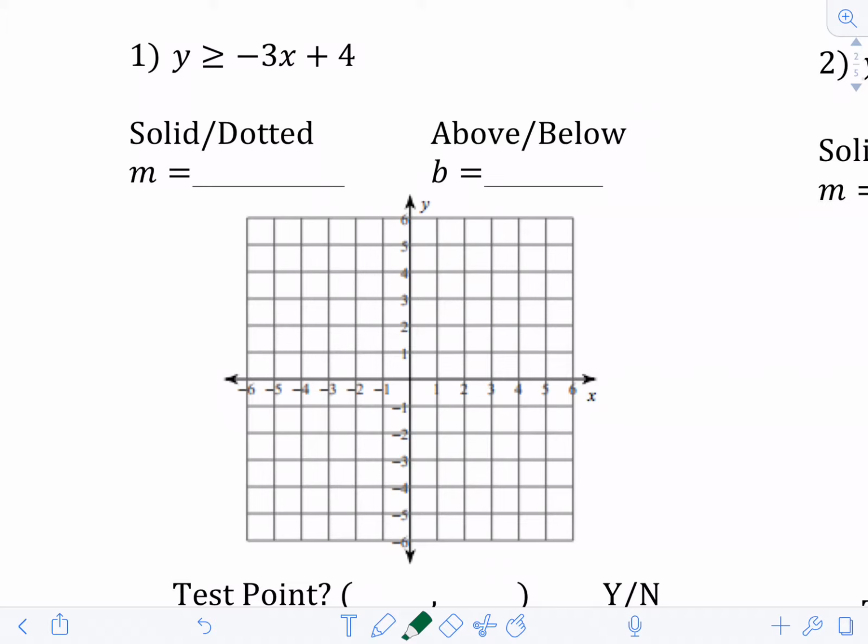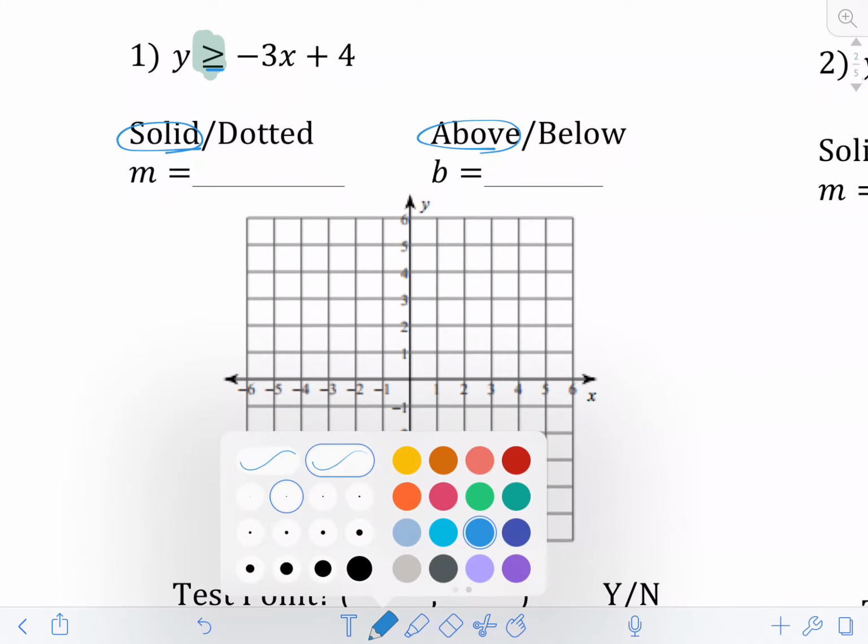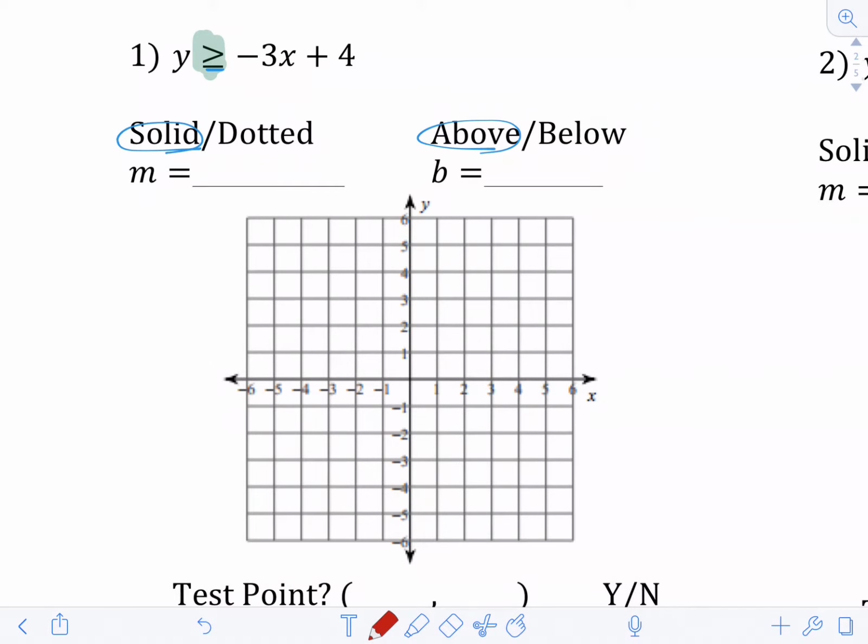So for this first one, I have to identify a couple of things. First thing I'm going to look at is this symbol right here. Out of the four we just did, this is a greater than or equal to. Since I have this line underneath it, I know it's going to be solid. And since it's greater, I know I'm going to shade above. This is also in slope-intercept form, because here's your y and then it's mx plus b. So I know my slope is -3, and my y-intercept is (0, 4).